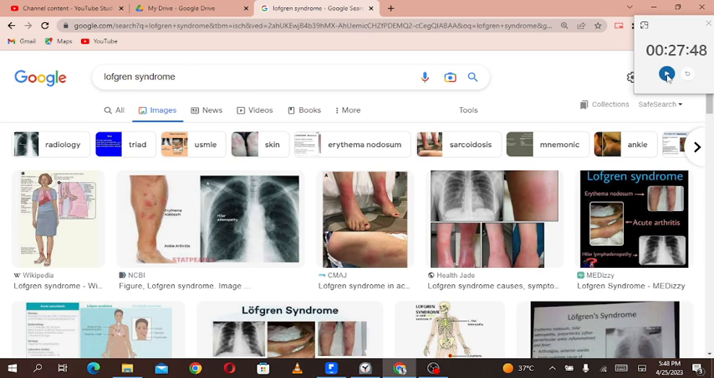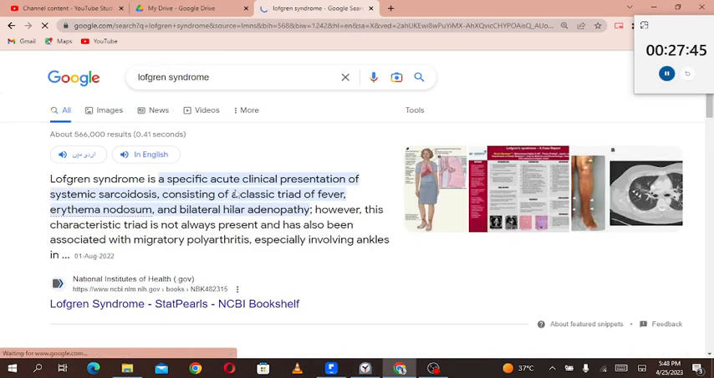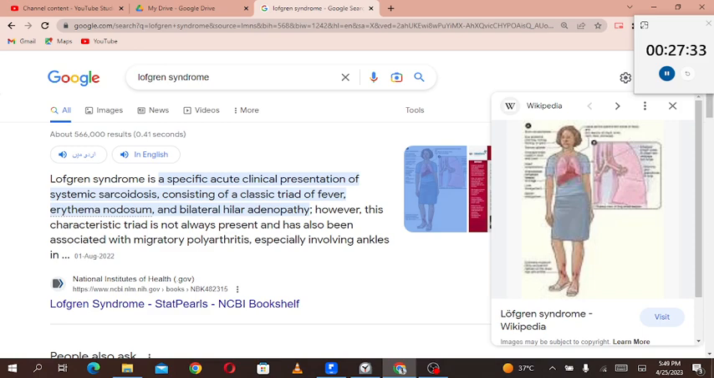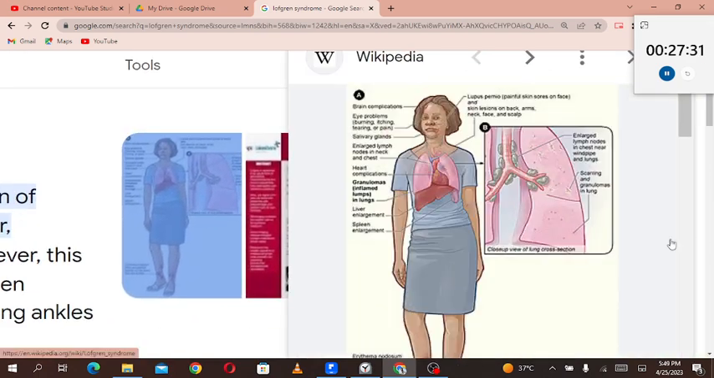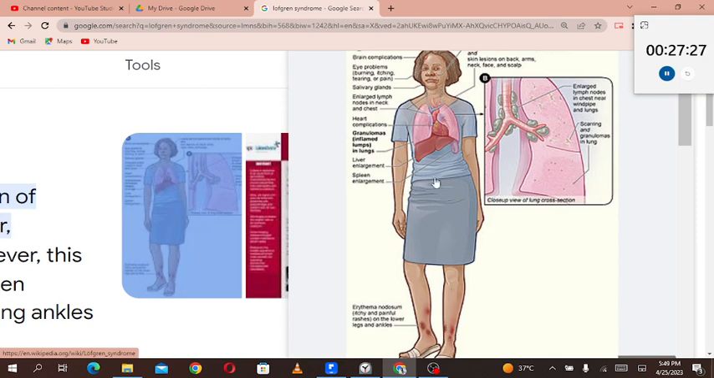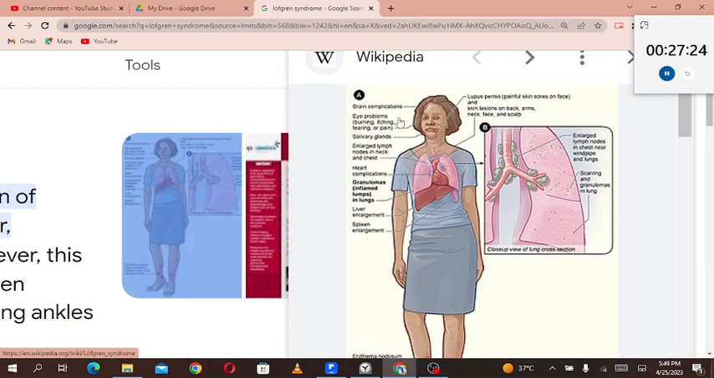So there is a picture of Lofgren syndrome, depicted in this picture. It is a specific acute clinical presentation of systemic sarcoidosis consisting of a classic triad of fever, erythema nodosum, and bilateral hilar lymphadenopathy, that is called Lofgren syndrome. I guess it's a good picture. There is hilar lymphadenopathy and then erythema nodosum over here, and along with that there will be fever. So these three things together are called Lofgren syndrome.